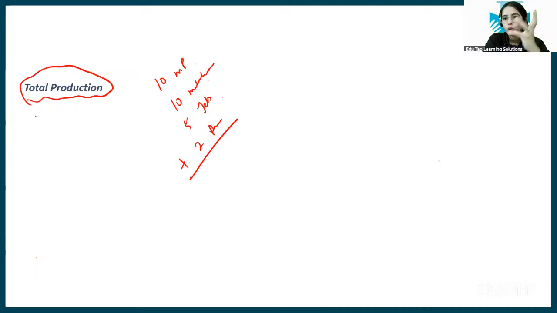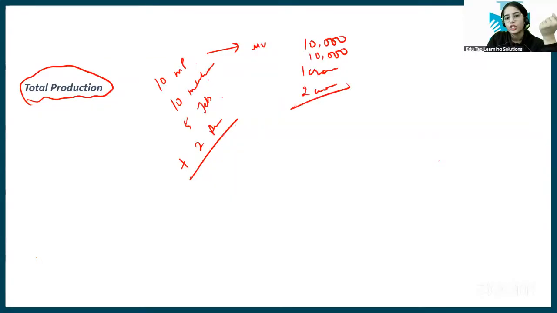If we want to see the total production, we have to take this in monetary value terms. So let's say 10 mobile phones are of 10,000. 10 makeup boxes are also of 10,000. 5 jets are of 1 crore. 2 aeroplanes are of 2 crore, let's say. Okay. So 3 crore 20,000. So this is the total production, right? This is the total production or the value of total production.